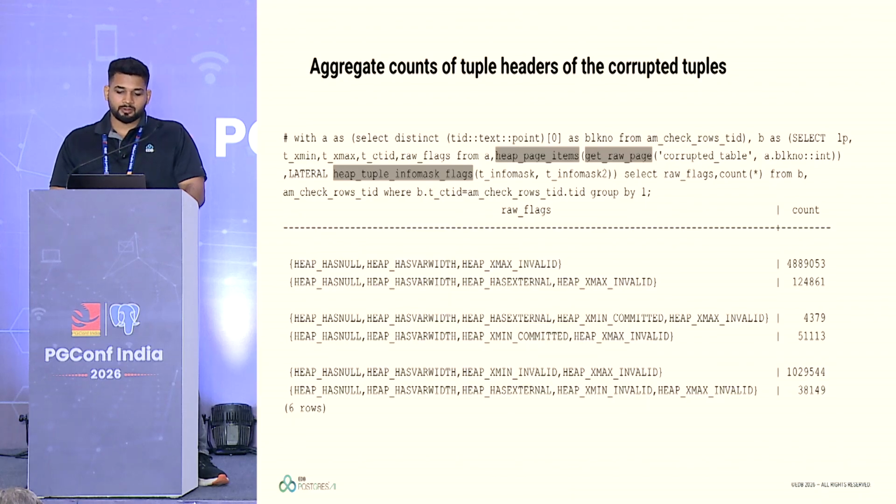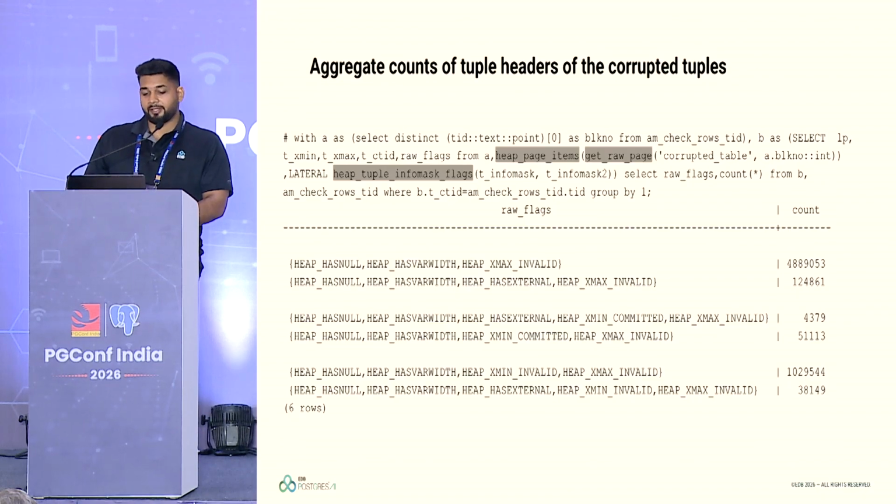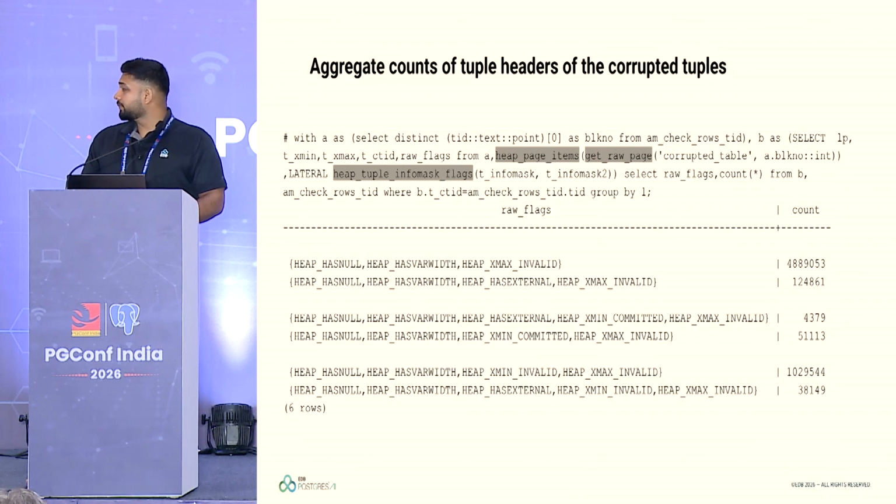So you remember the dummy table and views that we created to track those 6.1 million rows which were corrupted. This is just an aggregate of that table, an aggregate count of tuple headers from that corrupted table. A few functions that I would like to call out. get_raw_page is a function available from the pageinspect extension, again available in the contrib module of Postgres, so you don't need to install anything separately.